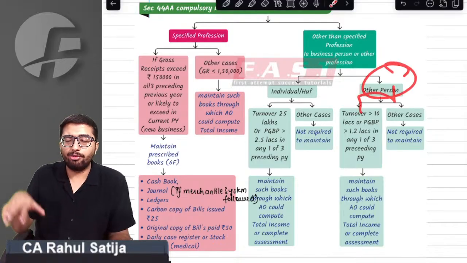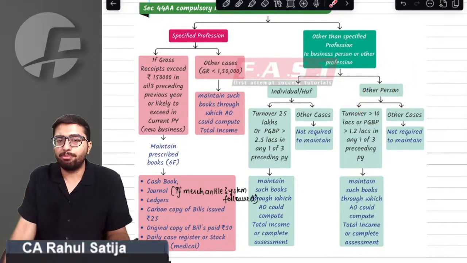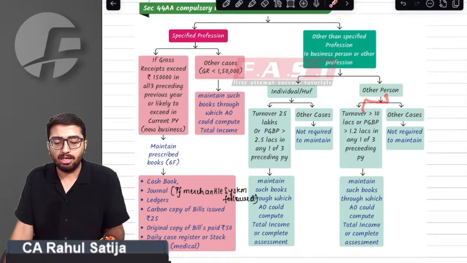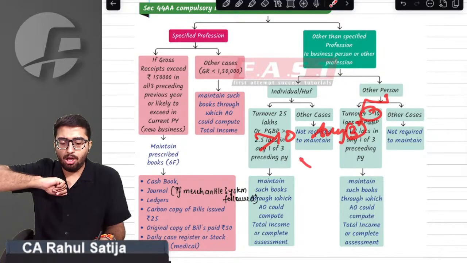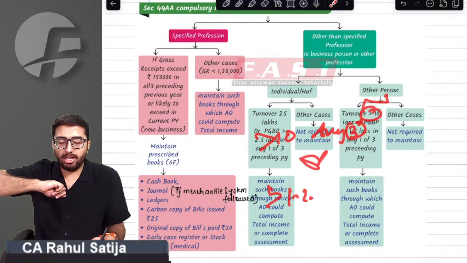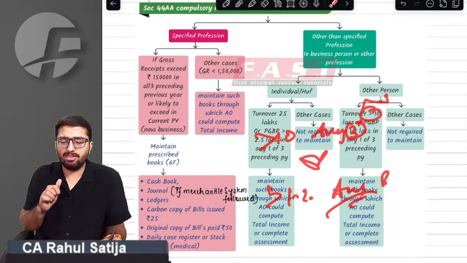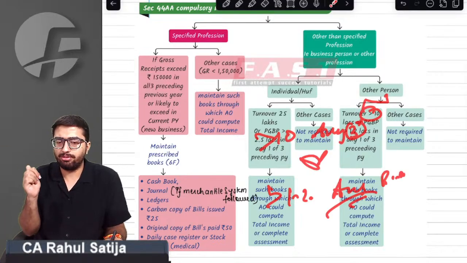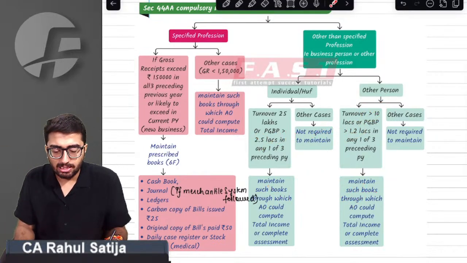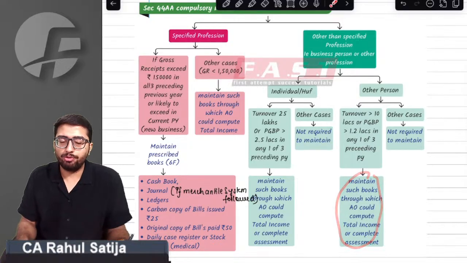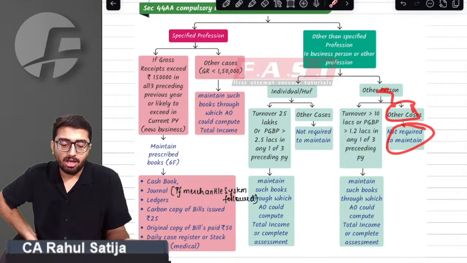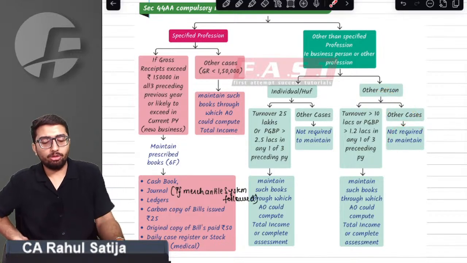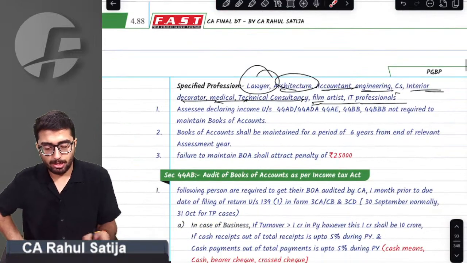But if you are another person, for example a firm, AOP, BOI or company, and your turnover exceeds 10 crore in any of the 3 years prior to the current previous year, or your PGBP exceeds 1.2 lakh in any previous year prior to the previous year 24-25, the provision says you have to maintain such books of accounts through which you can compute your total income. In other cases, there is no need to maintain books of accounts.